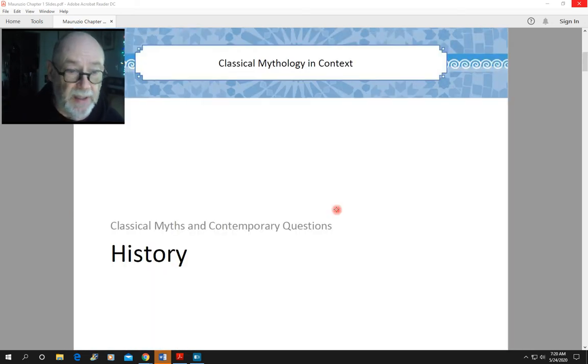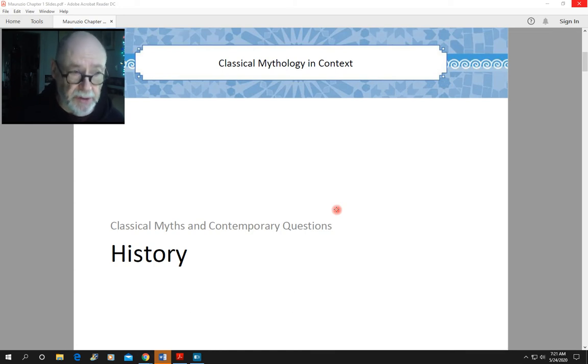Chapter 1 largely lays out how Maurizio organizes her material. Lisa Maurizio is the author of Classical Mythology in Context, which is our text. She has each chapter divided into 4 sections. The first section is called History, and in chapters 2 through 13, this will feature some background information, and it will also have a particular Greek work, either selections from or the complete work in some cases, for you to read.